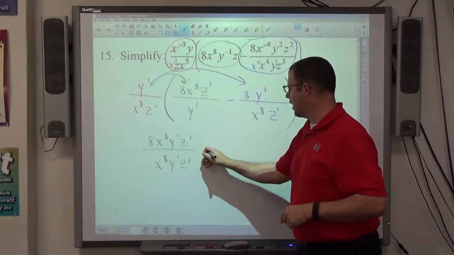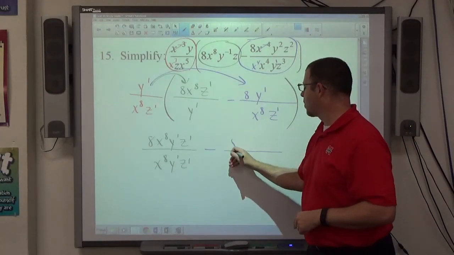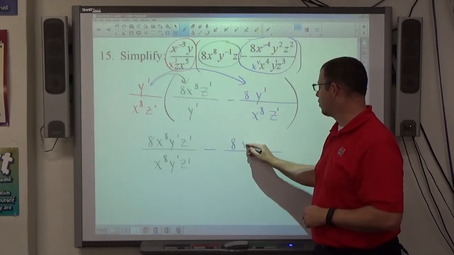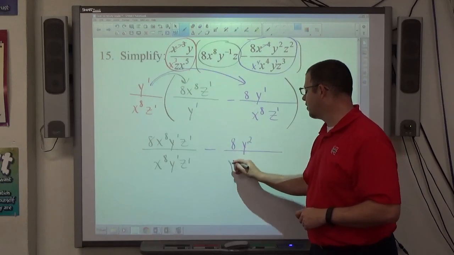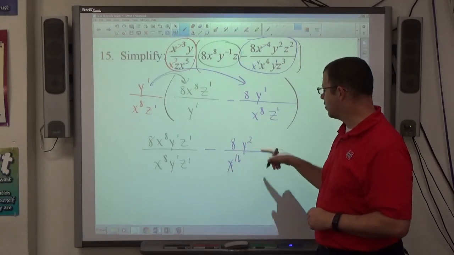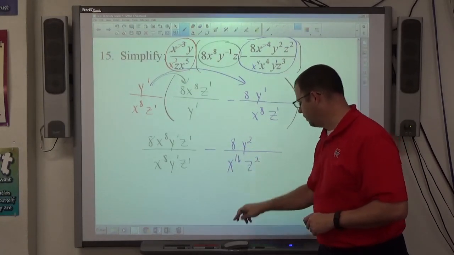Positive times negative makes a negative. 8 times no other number makes 8. On top, y times y is y squared. On bottom, x times x, we get x to the 16th. We add powers. Z times z, we add powers, we get 2.